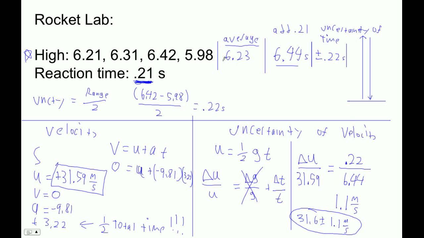So step 1, find the average. Step 2, add what you think is the uncertainty of your reaction time. If you don't measure it, you could probably safely add 0.2. But if you're feeling industrious, especially if you're an IB student submitting this, you should have some basis for your reaction time. Step 3, find the uncertainty of time. Step 4, calculate what the velocity is. Step 5, calculate the uncertainty of the velocity. Yay.